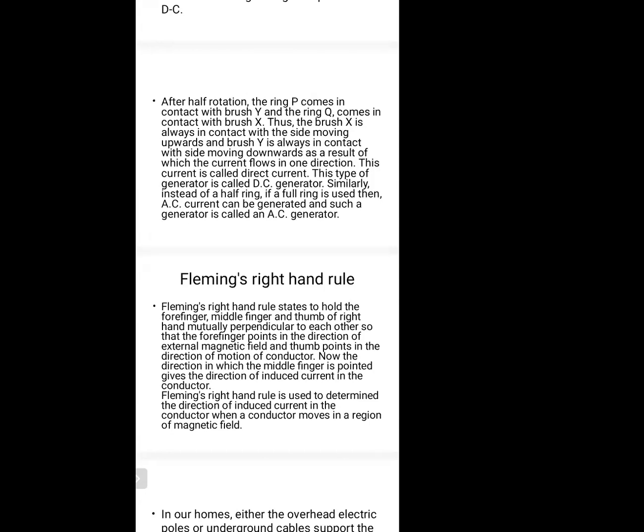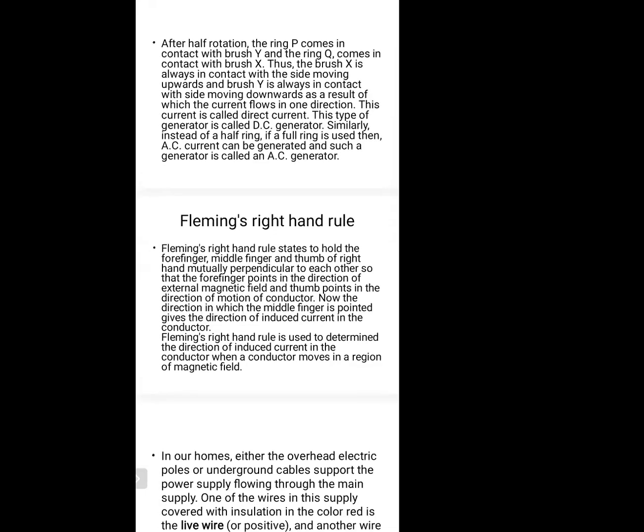Similarly, if a full ring is used instead of a half ring, then the current is AC current, and such generators are called AC generators. A detailed video has been sent to you.